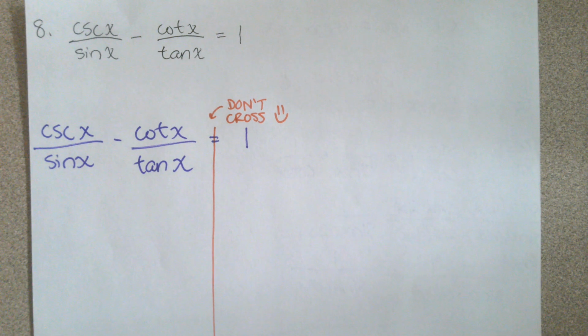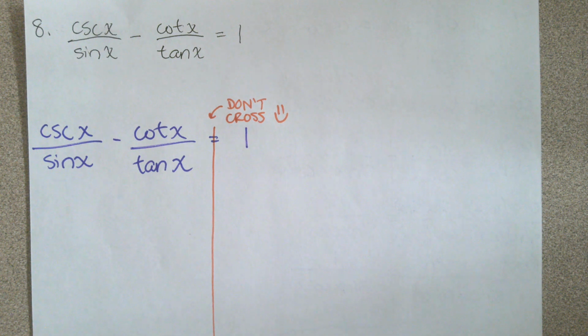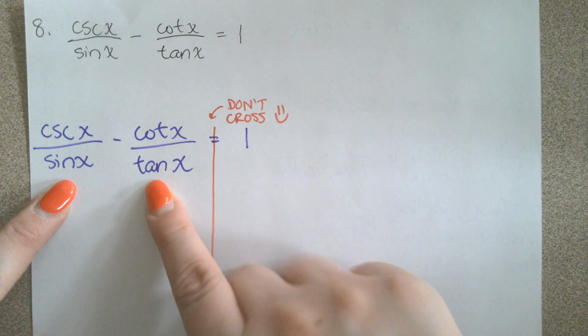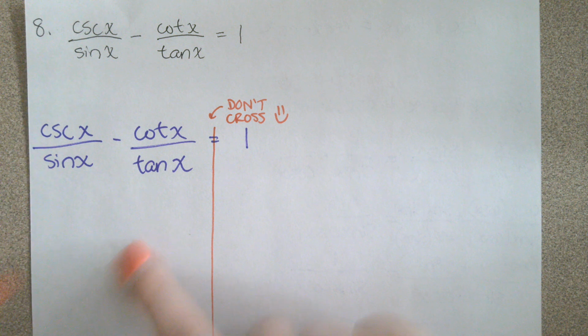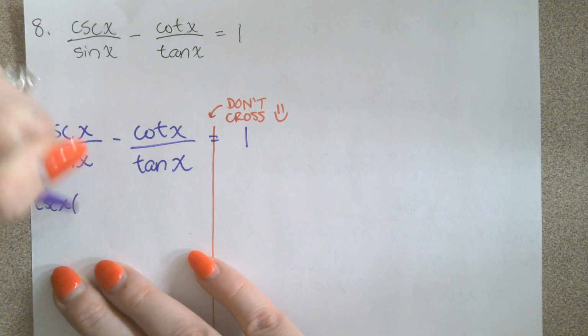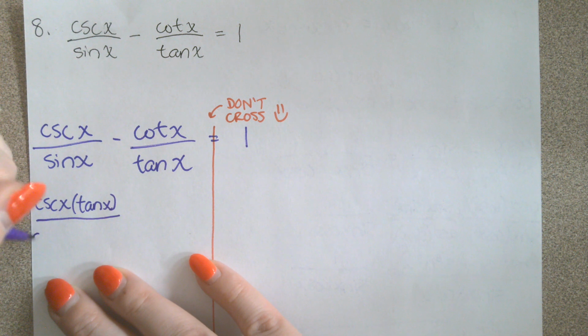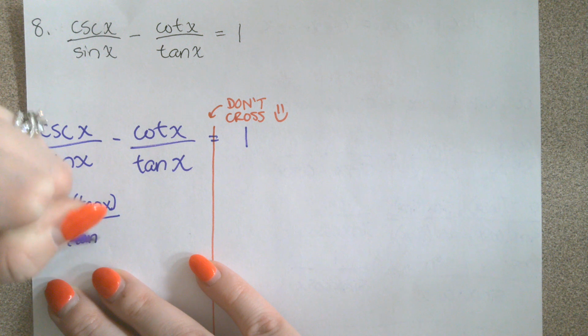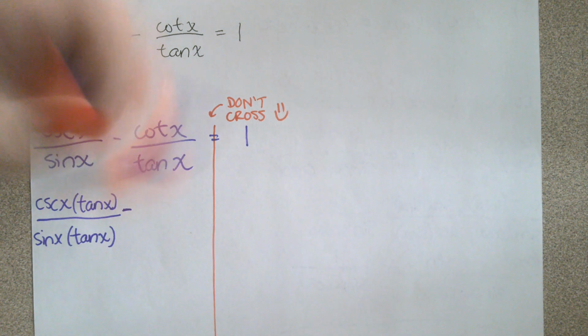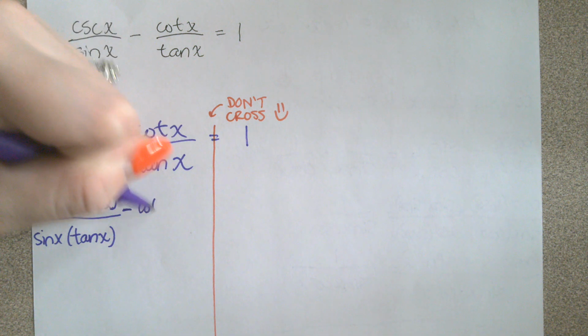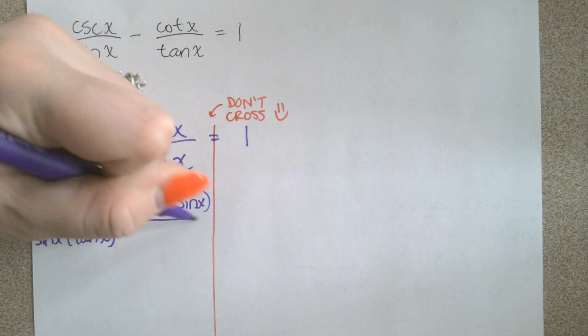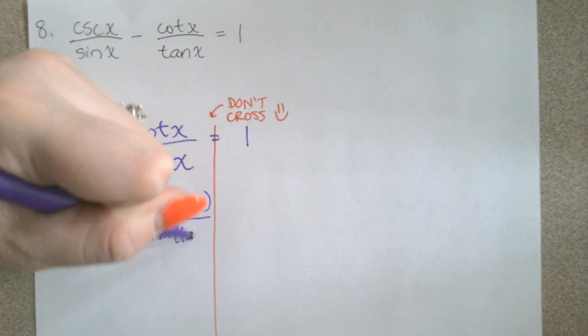Okay. First thing we can do, again, we have options here. And again, this is where option 1 versus option 2 would come in. You could try to work these fractions out separately first, or you could get a common denominator and work with that. I'm going to do that first. Get a common denominator and see what happens. Common denominator would obviously be sine times tangent. So I'm going to multiply the left fraction cosecant x times tangent x over sine of x times tangent x, minus right fraction multiplied by sine over sine, cotangent x times sine of x over sine of x times tangent of x.